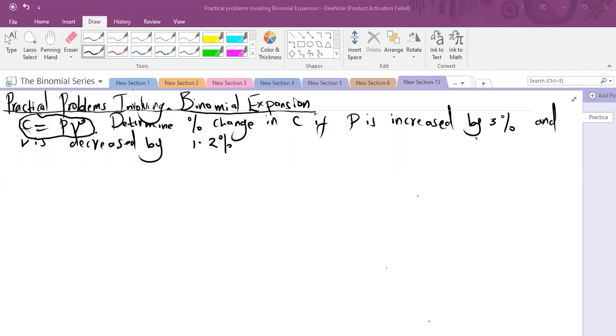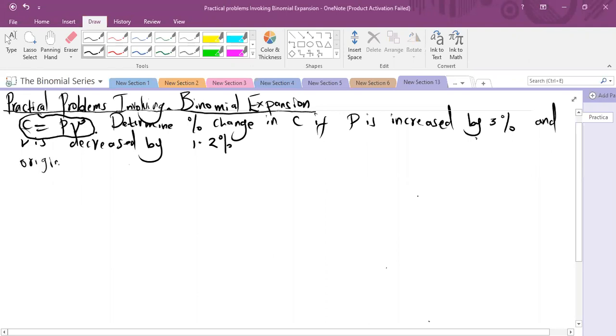Hello guys, so I would like us to look at practical problems involving binomial expansion. If you're given a question like this, C is equal to PV cubed, and you're told to determine the percentage change in C if P is increased by 3% and V is decreased by 1.2%. Basically, the original value of C is whole, so C is equal to PV cubed. This is whole, like 1.